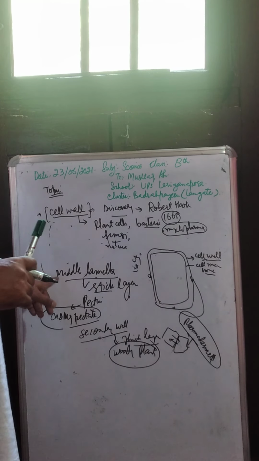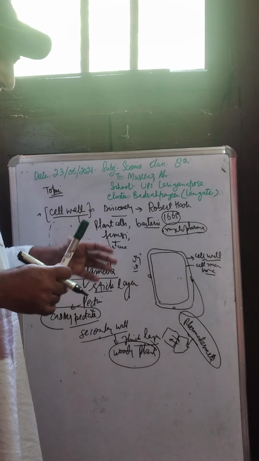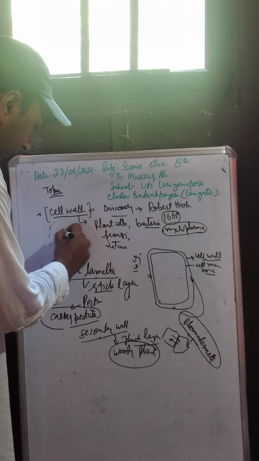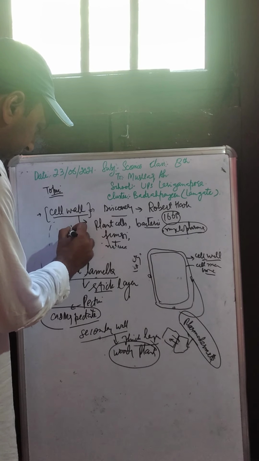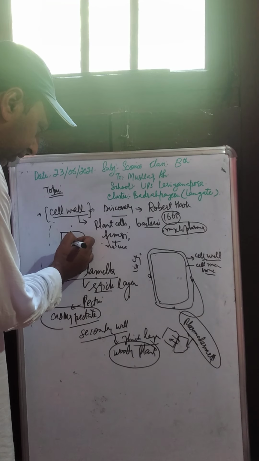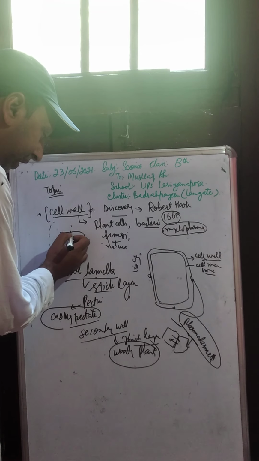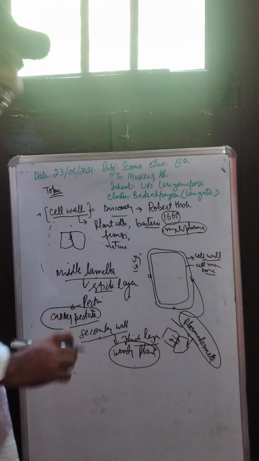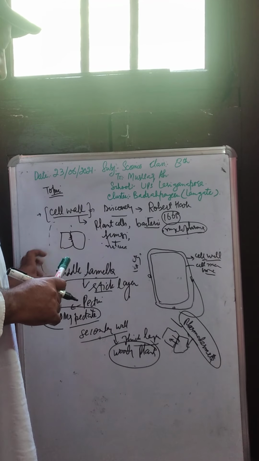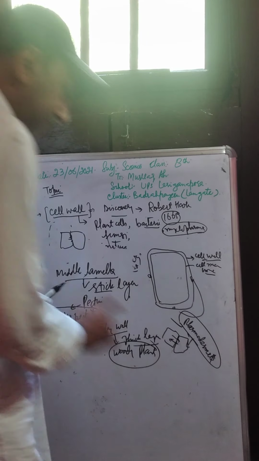Now, about the middle lamella, I had to tell you why it is sticky: because it connects the two cells. If there is one cell here and another cell here, what is between them? The middle lamella. And on this middle lamella there are small pores, which we call plasmodesmata. Now why is it a sticky layer? Because it joins the two cells together. That's why it is sticky.